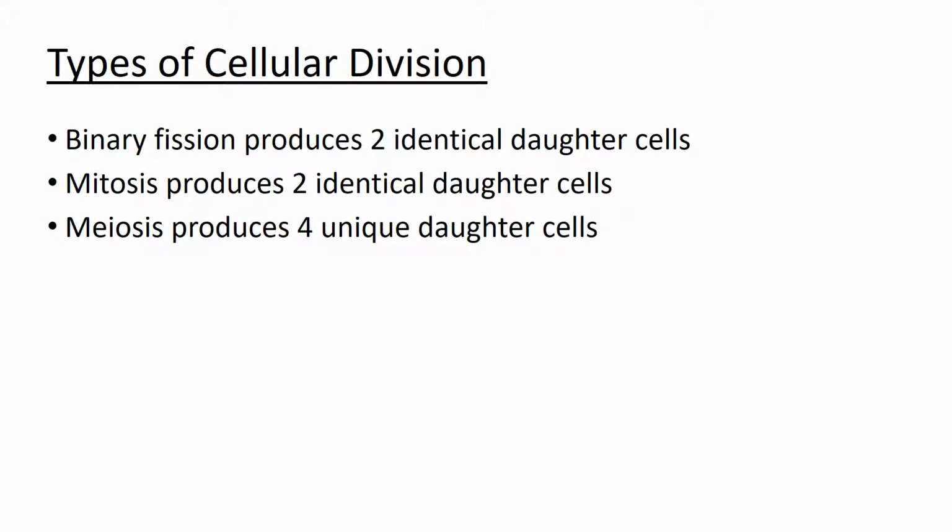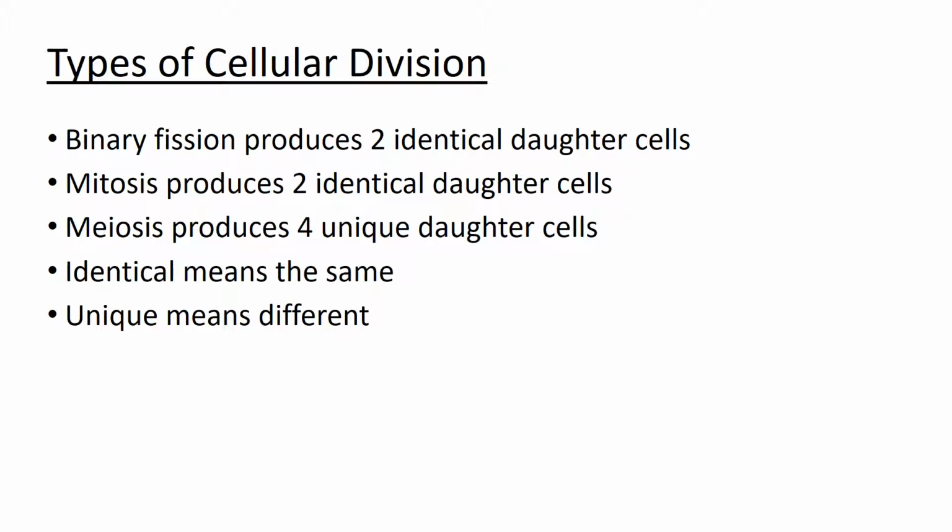Binary fission and mitosis are similar in that they result in two identical daughter cells. Identical means the same. So binary fission and mitosis produce two daughter cells that are the same as each other, and they're also the same as the parent cell. Unique means different. So meiosis produces four daughter cells that are all different from each other and different from the parent cell.